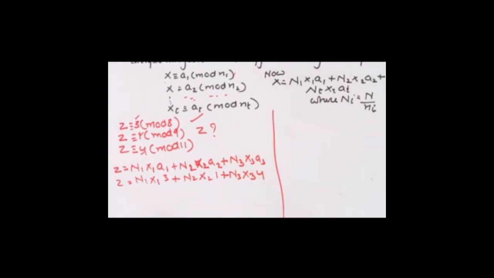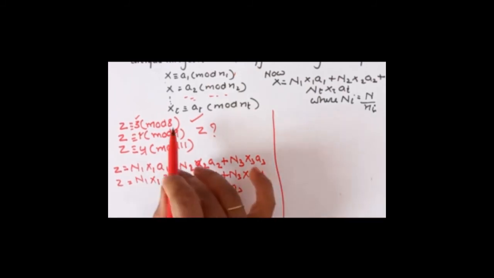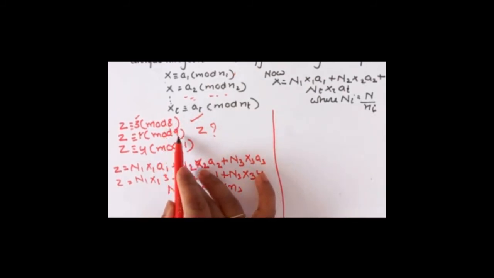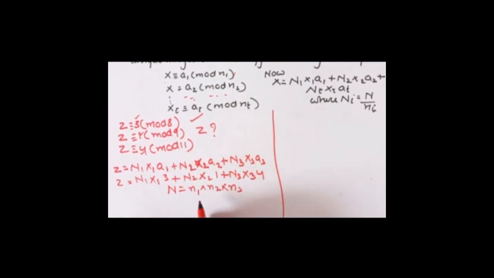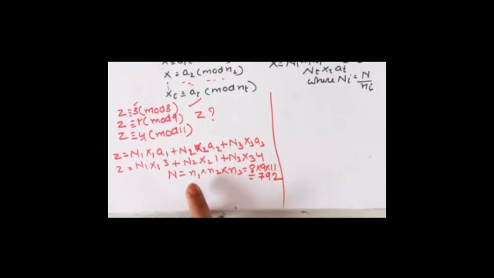This is all I know. Now, for finding capital N: the value of capital N is equal to n1 into n2 into n3. Here n1 is 8, n2 is 9, n3 is 11. Now 8 into 9 into 11, if you multiply, you get 792. Now we are supposed to find capital N1, and we've just found out what capital N is. So how do we find capital N1?